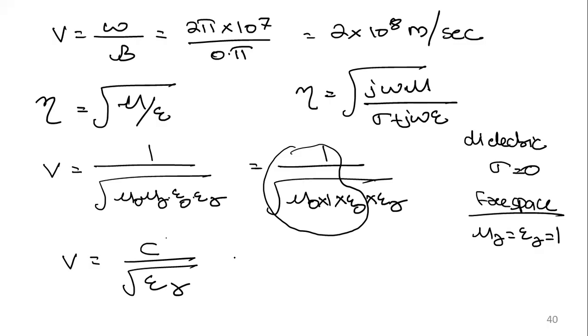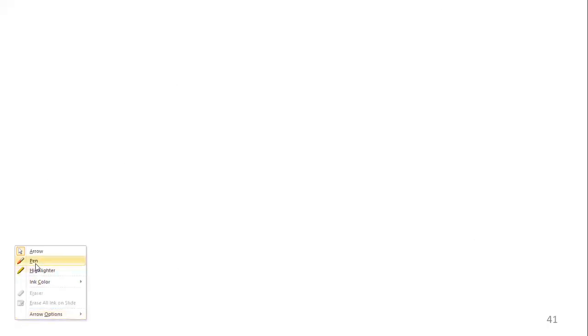Then we can write root of epsilon r is equal to c by v. So we have the values. C is the speed of light, 3 into 10 raised to 8, divided by v, the phase velocity, and that is equal to 1.5.